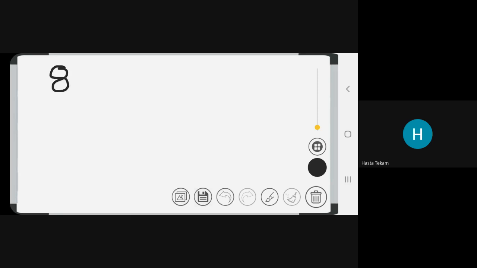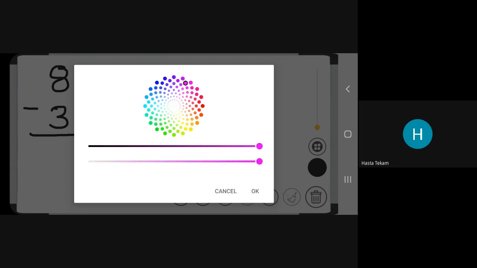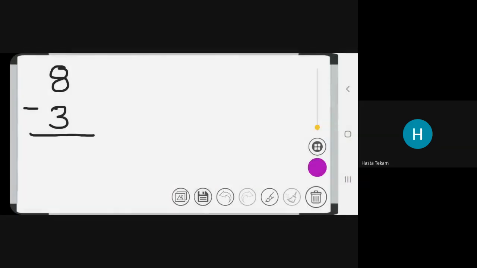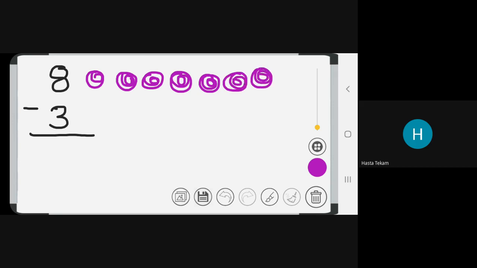8. Please subtract 3. So what are we going to do first? We are drawing some objects, 8 objects. So now we will draw circles like this. 1, 2, 3, 4, 5, 6, 7, and 8.